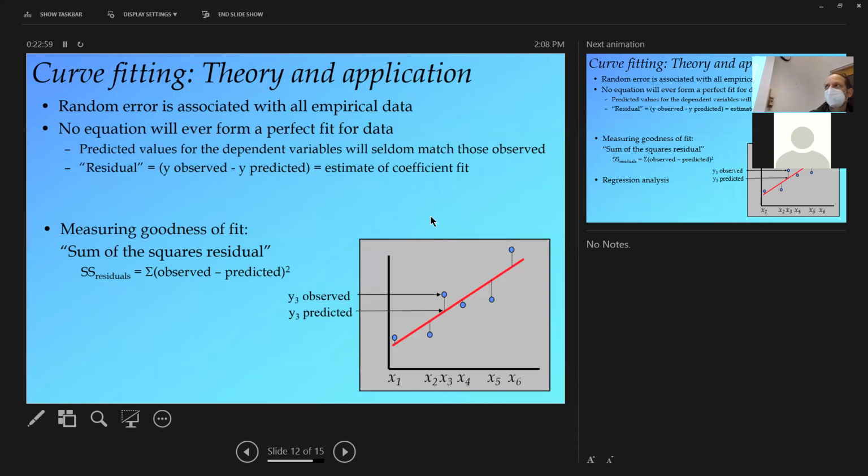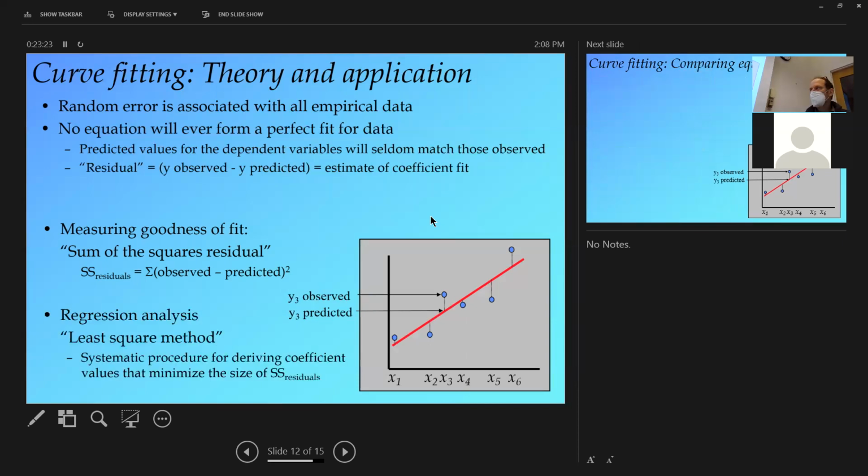You could in fact use absolute value as a statistical approach, the sum of the absolute value of observed minus predicted, and you'd more or less get the same thing. I've actually tried that. It fits data just as well. But statisticians have settled on the sum of the squares of the residuals as an approach, and it works well. So regression analysis often is referred to as the least squared method. And the reason it's called the least squared method is you're trying to create the least sum of the square of the residuals. It's a procedure for deriving coefficient values that minimizes the sum of the square of the residuals.